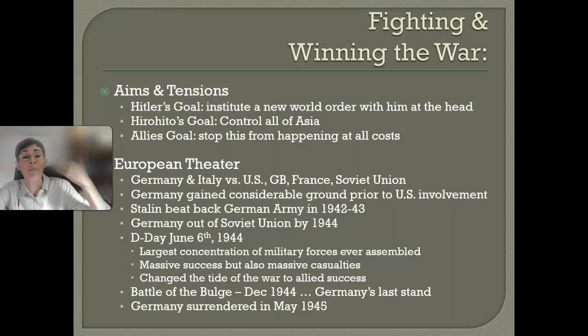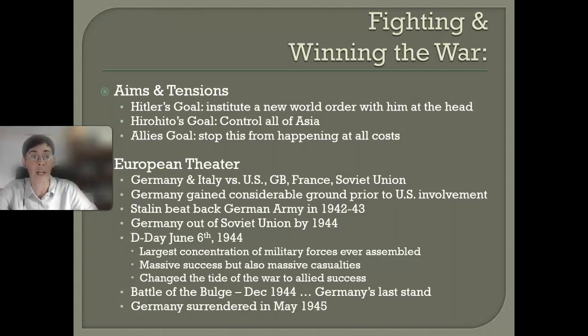After the D-Day invasion, you have the Battle of the Bulge in December 1944. That was kind of Germany's last stand. After we won that battle, Germany continued to get pushed back, and we pushed the German troops all the way back into Germany proper. And then once Berlin was surrounded by the Allies, Germany surrenders in May 1945.